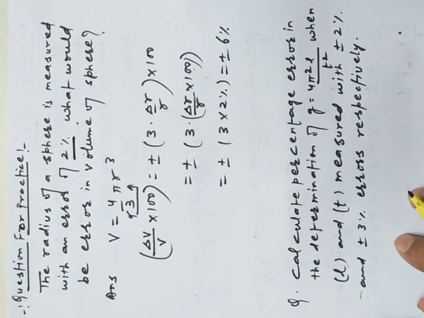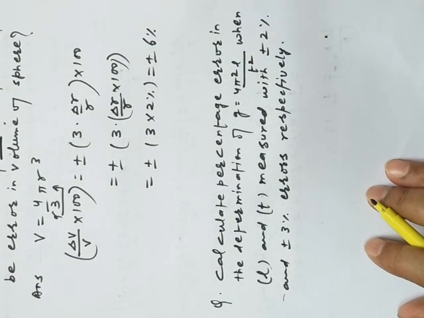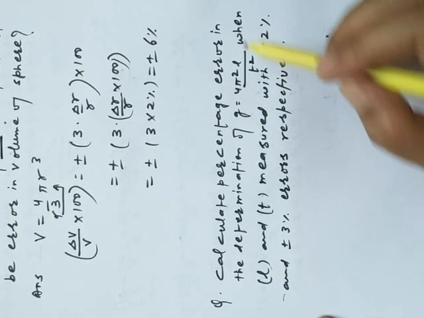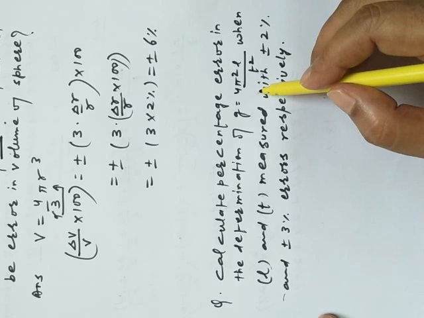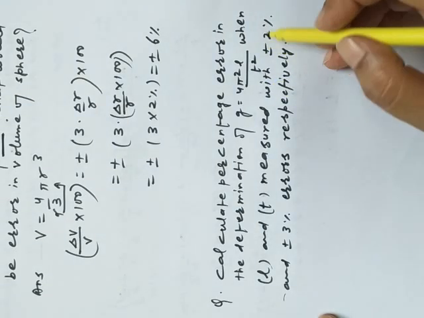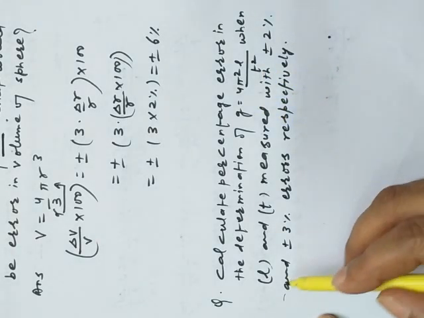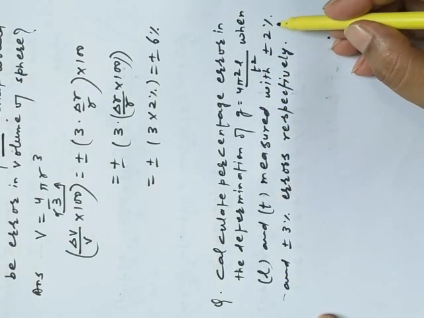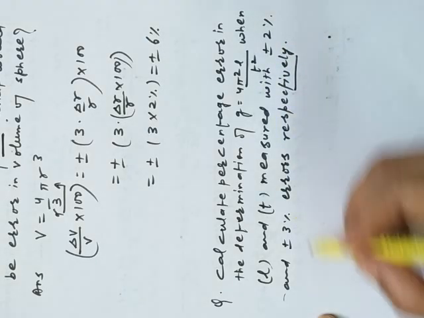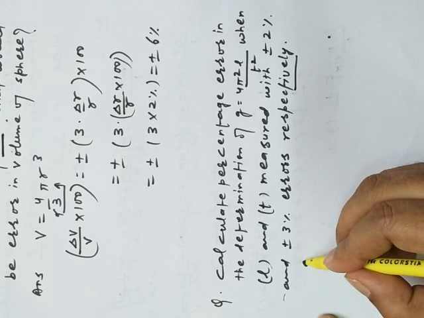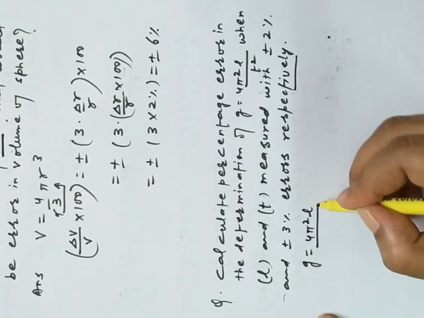So it is another type of question we have. Now one more question in front of you: calculate the percentage error in the determination of g. A little bit earlier we did the question of the time period of the simple pendulum. The formula is given with the relation, so no problem. When L and T are measured with plus minus 2% and plus minus 3% respectively, we use the formula g is equal to 4 pi square L upon T square.